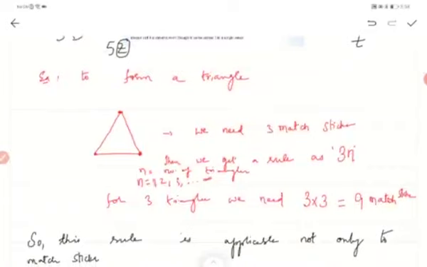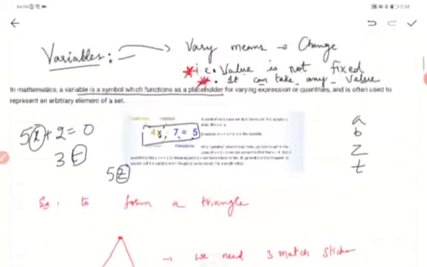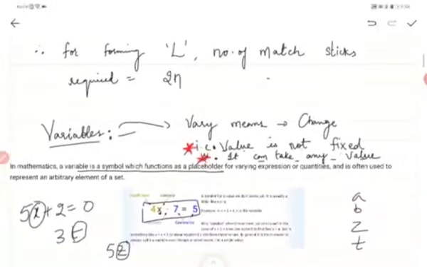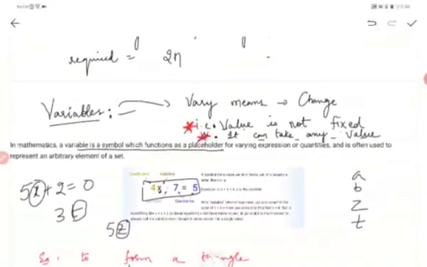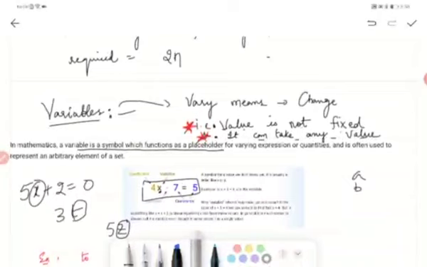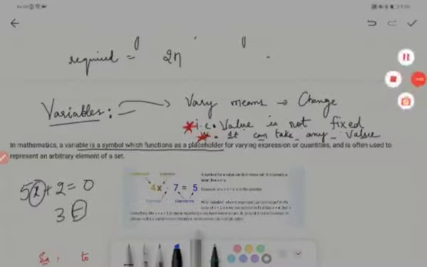Let's take an example of a triangle now. Before that, I will play one game with you all, which is there in your textbook, to understand the variable a little more. It's interesting, so let's start the game.